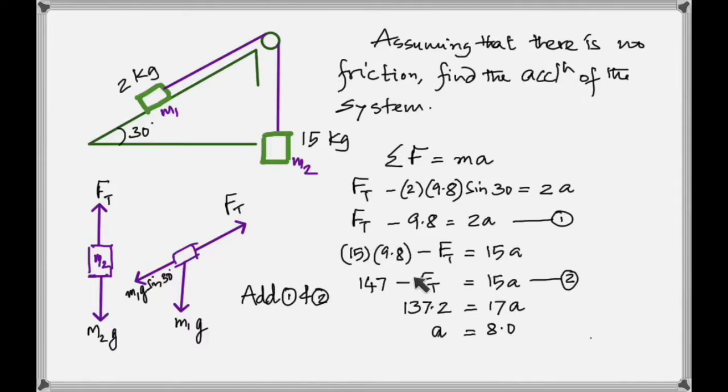Again, Ft and minus Ft get cancelled, and you have 147 minus 9.8, which is 137.2, is equal to 15 plus 2, 17a. And so divide both sides by 17 and you get the answer as 8.07 meters per second squared. This is how you do this problem.